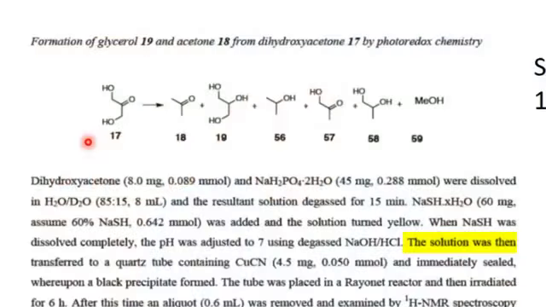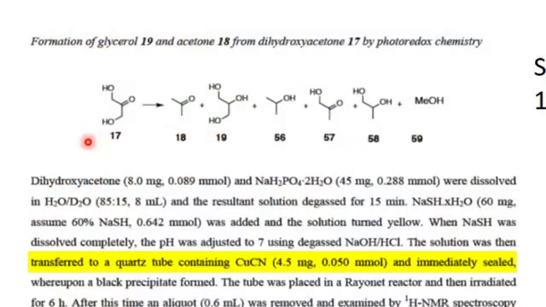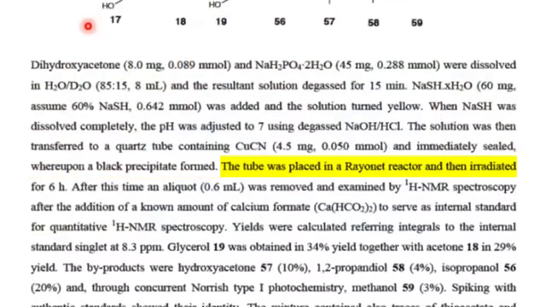Hard. The solution was then transferred to a quartz tube. Where are you going to find that on a prebiotic Earth? You're not. Quartz tube containing copper cyanide and immediately sealed, whereupon a black precipitate formed. How are you going to immediately seal a system on a prebiotic Earth? The tube was then placed in a Rayonet reactor and then irradiated for 6 hours.